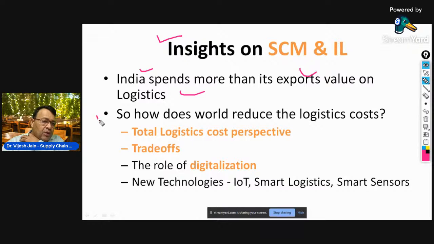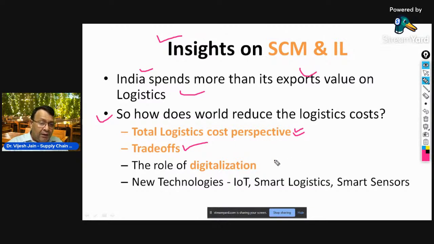So, if we talk of the world, how does the world reduce the logistics cost? One of the ways is to have a total logistics cost perspective, not to reduce the cost at every leg of it. So, somewhere you have the minimum, somewhere you have the optimum cost, but overall logistics cost should be reduced. So, that perspective has helped. So, that requires different types of trade offs. I will just share this trade off thing in the next slide.